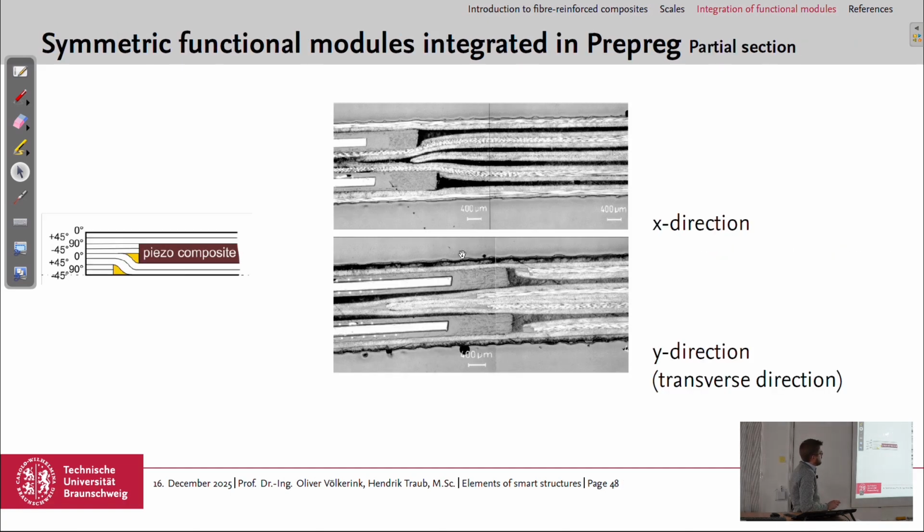And then the third option, the partial section where some plies are cut and the 0-degree plies are going through, which you can again see here, functional modules, some plies going through this and this one, and here you have the partial cut plies. And for the scale, this small white bar is 400 micrometers.